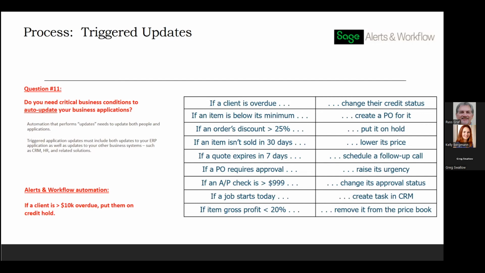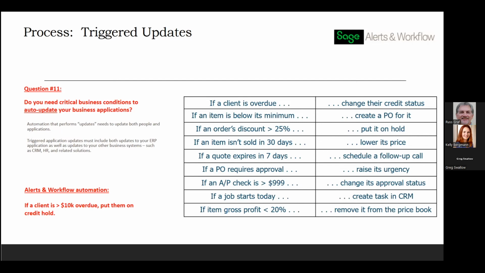At 90 days, we send it to the customer, the salesperson, the sales manager, and put the customer on credit hold. So those types of trigger events, if something's happened, if an item is below a minimum, create a PO, right? So Russ talked about that, you know, how do we know that? Maybe we can have the software assist in those things.